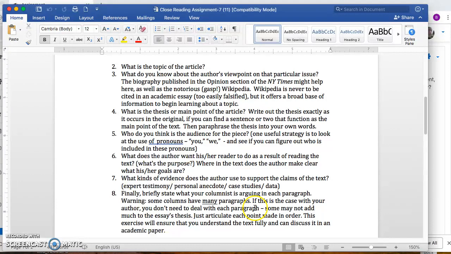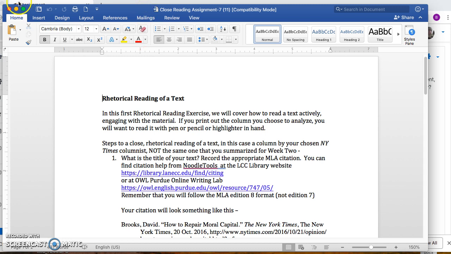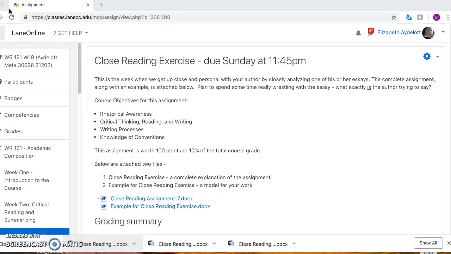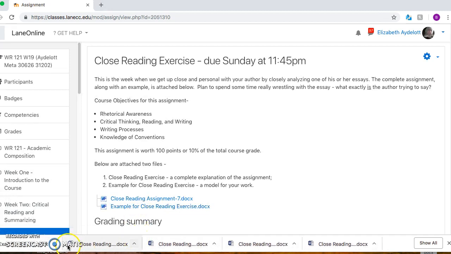And then what are they arguing in each paragraph? Now, please remember, many of these have several paragraphs. So actually what I'm asking you to do is basically outline what their points are. Point one, this. Point two, this. If it goes by paragraph, that's fine. Otherwise, do not worry about it. Now, let me give you the example. I've given you an example here.